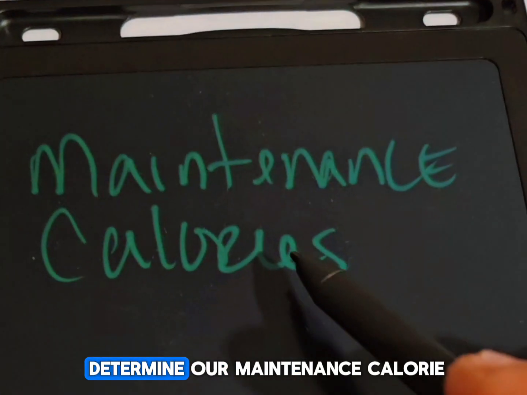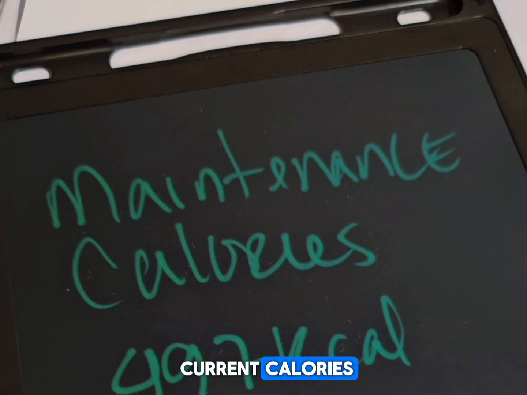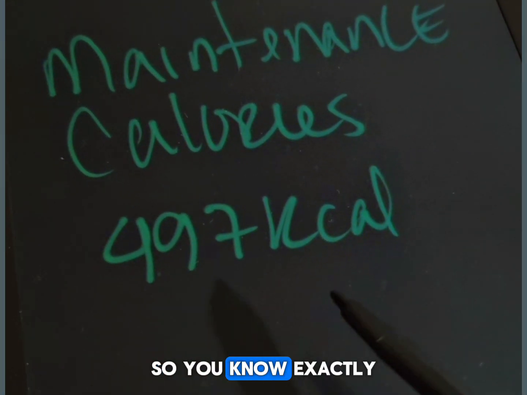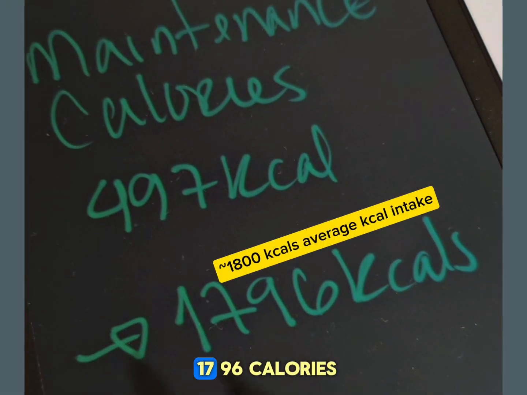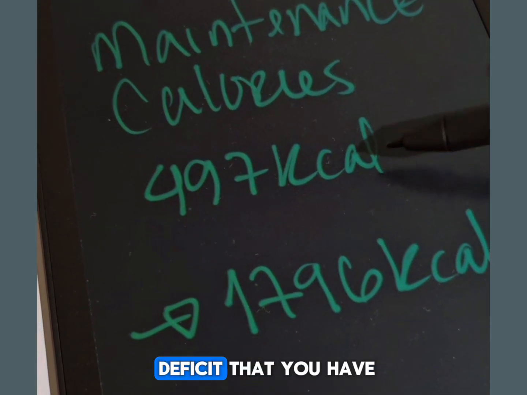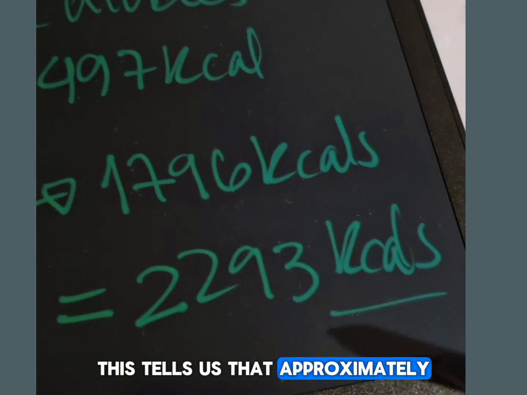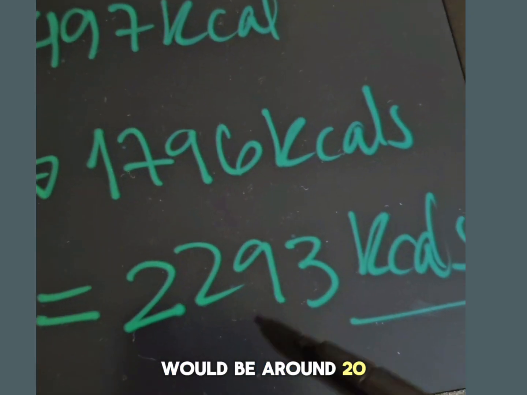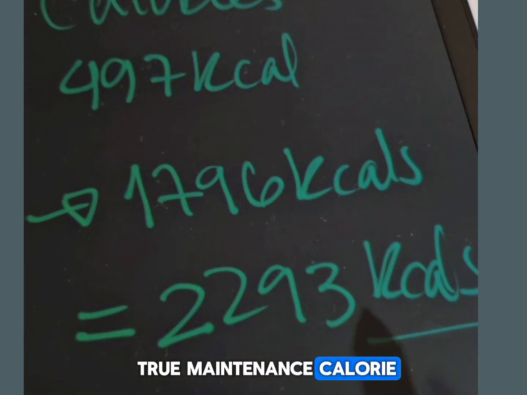So in order to determine our maintenance calorie, we're going to add this number to your reported current calories. That's why you need to know your current calories and track your macros consistently, so you know exactly where you have been. So let's say you have been eating consistently 1,796 calories. By adding this number, which has been the deficit that you have been having daily for a week, this tells us that approximately your total energy expenditure and maintenance calories would be around 2,293 calories. And this is likely to be your true maintenance calorie.